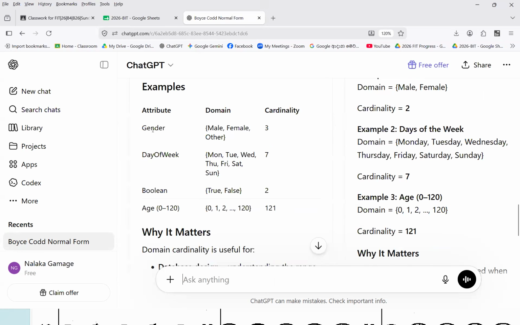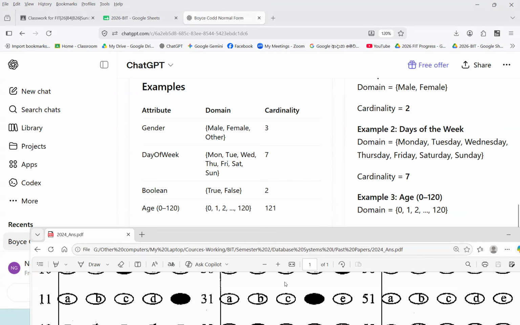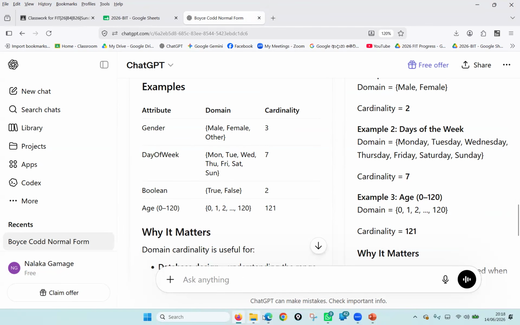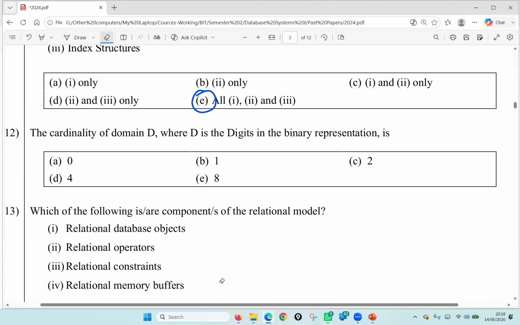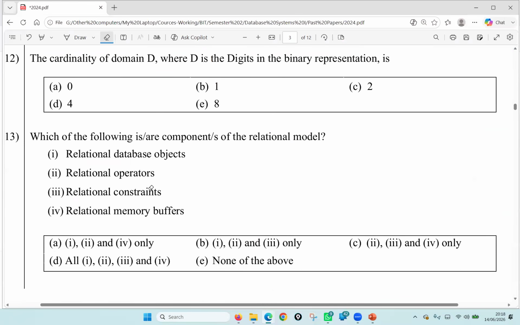Okay. So if it is gender, male, female, other. If it is days of week, 7. Yes, correct. So therefore, because it says it's one of the binary digits, cardinality is 2. Right? Cardinality is 2. Right. So the answer is correct. Okay. Right. 13th question.